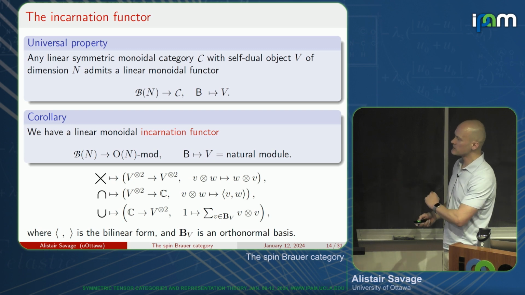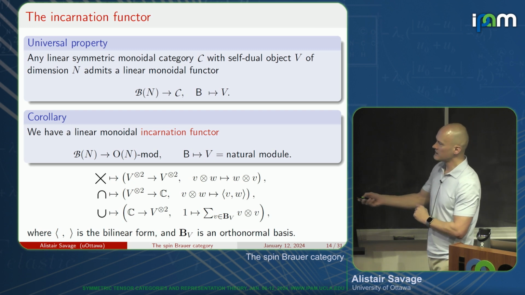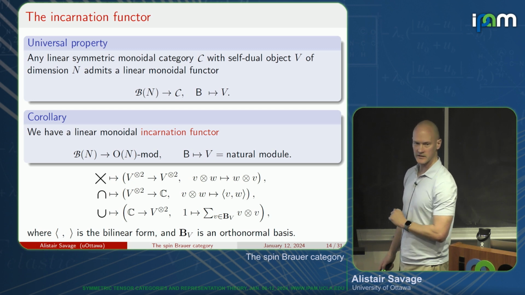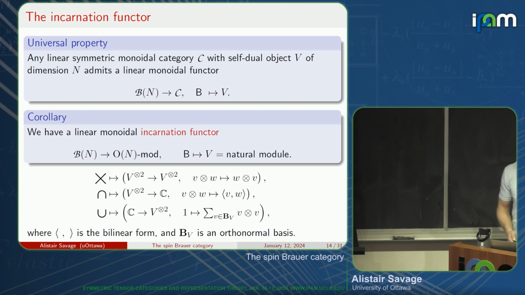And in fact, you can do more general. You can also go to, when n is negative, you can go to symplectic. And in general, you can go to orthosymplectic. So this is a more general thing. But I sort of won't mention much about super in this talk.